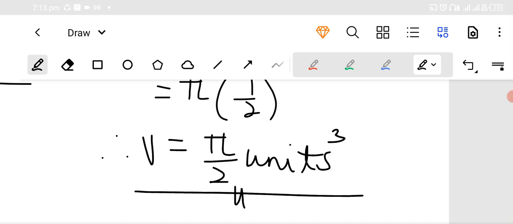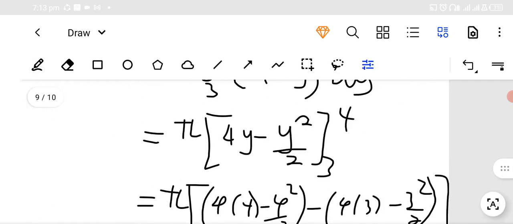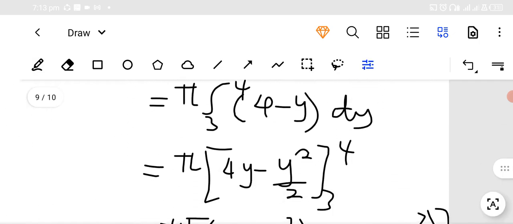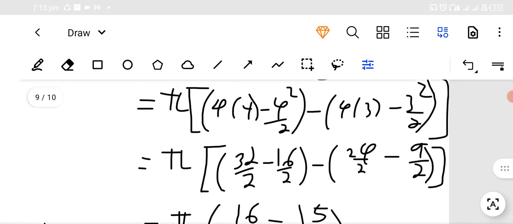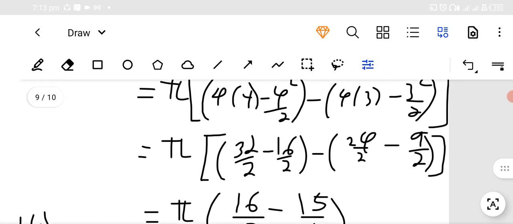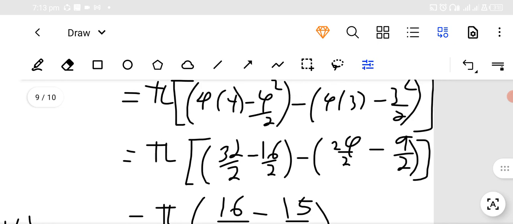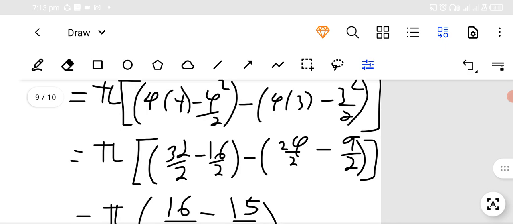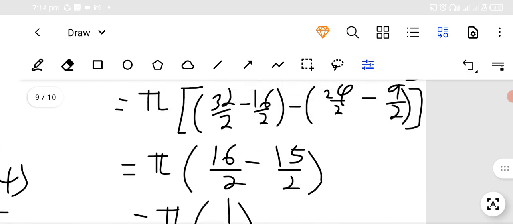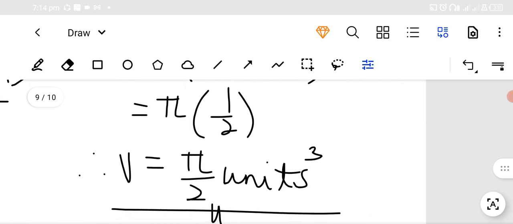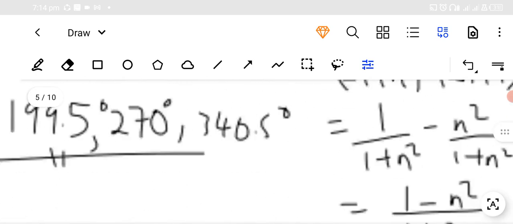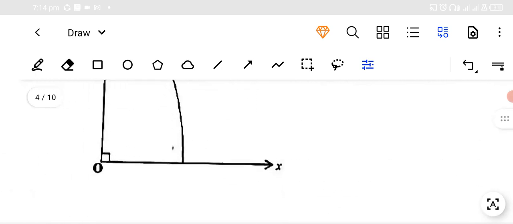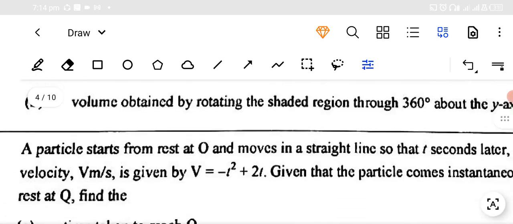As you can see there, volume is equal to pi over 2 units cubed. So that was the working you're supposed to carry out there. Where you integrate, it becomes 4y minus y squared over 2, and that becomes 16 over 2, that's the same as 32 over 2, which is just 16, then you add 24 over 2, which is just 12, then 9 over 2, and then you're going to remain with something like that. Then that will be your answer. So 5 marks for this, but it required a lot of thinking for you to move like that. That's why it was given 5 marks.